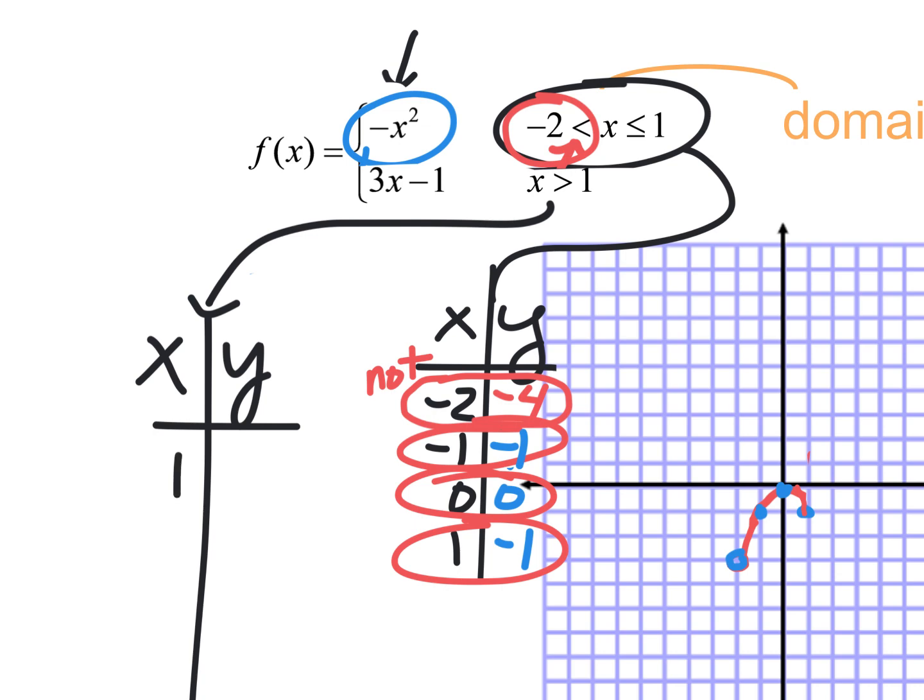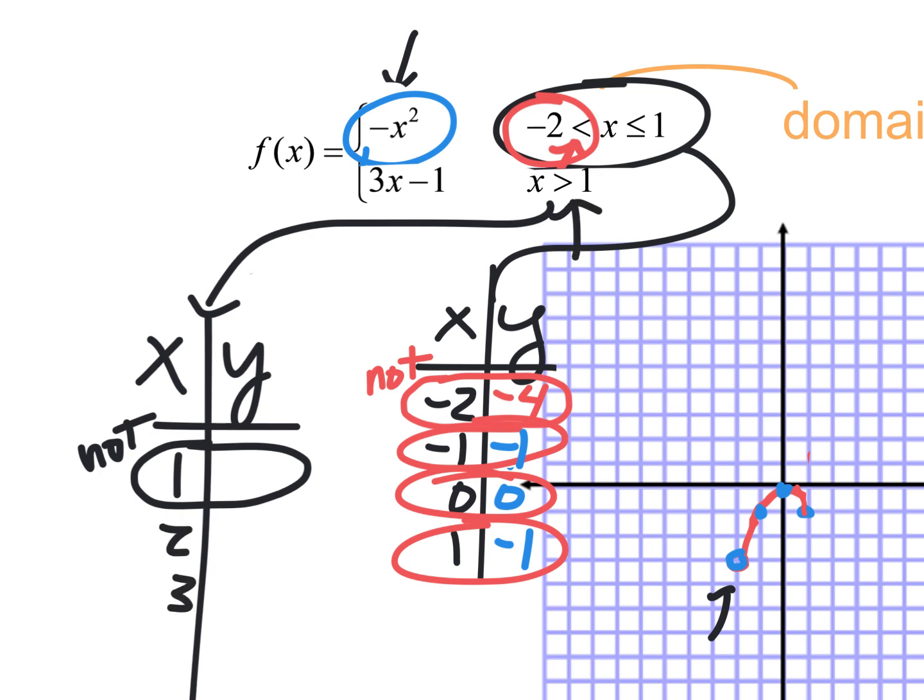X is 1, but wait, it doesn't own 1. So you do stick in 1, but you remember by writing a "not" next to it, which means you need an empty circle. Like this kind, you know? And then we're going to stick in anything bigger than 1, like 2, 3.